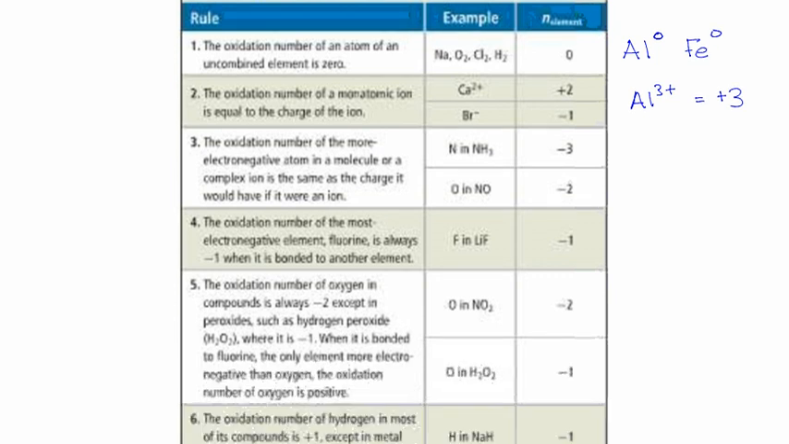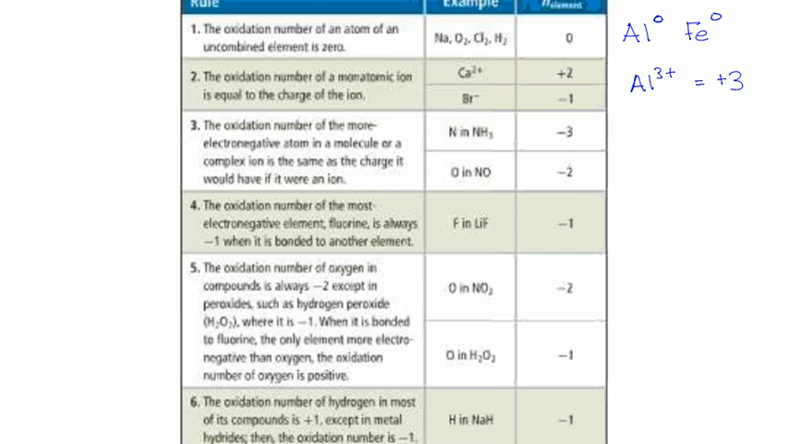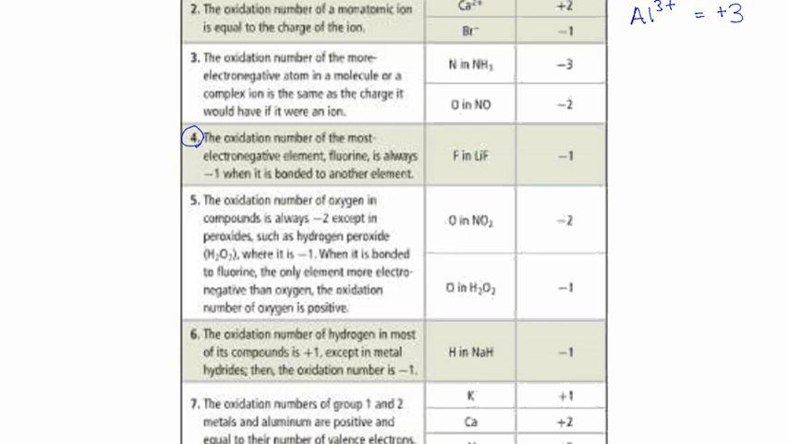Number four, the oxidation number of the most electronegative element, which is fluorine, is always -1. So number four, fluorine is always -1. Number 5, the oxidation number of oxygen is almost always -2. Almost always. They're going to ask you about the exceptions.